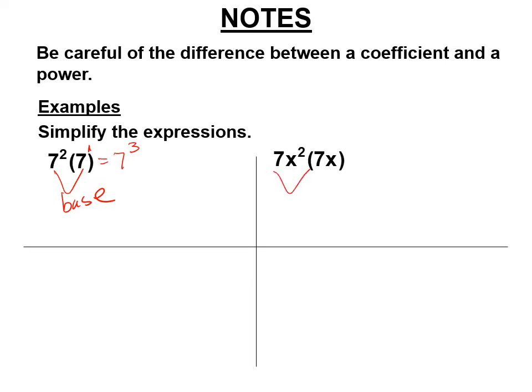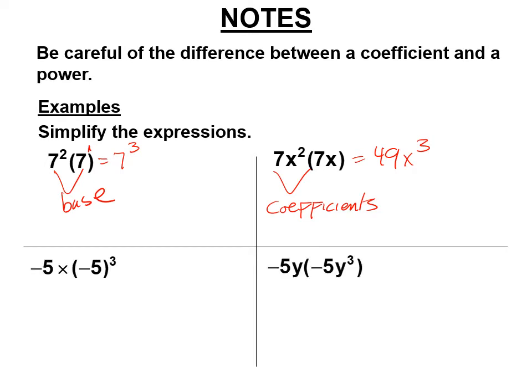Here the 7s are coefficients, right? So they actually get multiplied. And this is 49x cubed. The x is the base of the power. Okay, let's see that again. So these are very different.